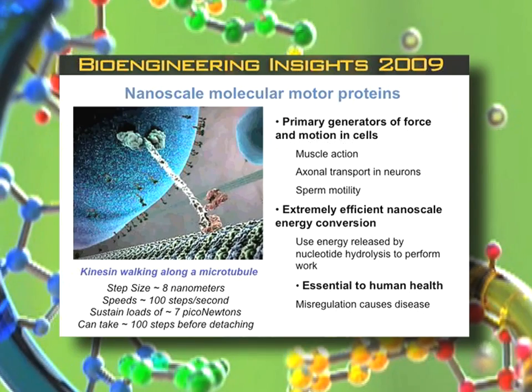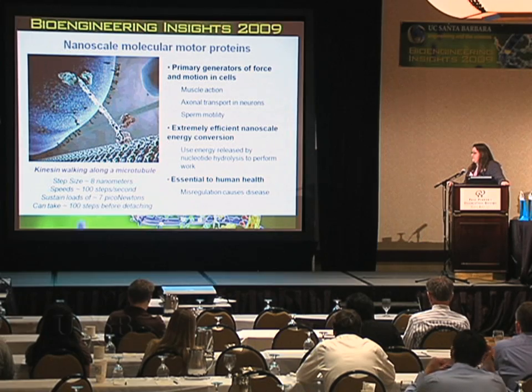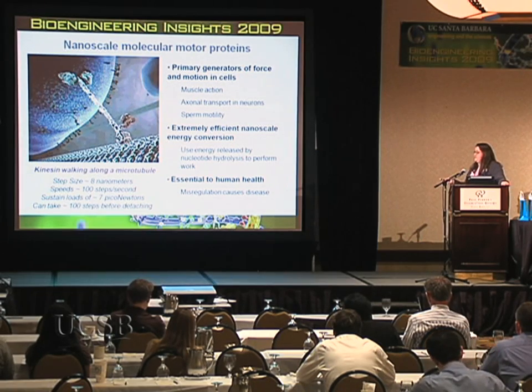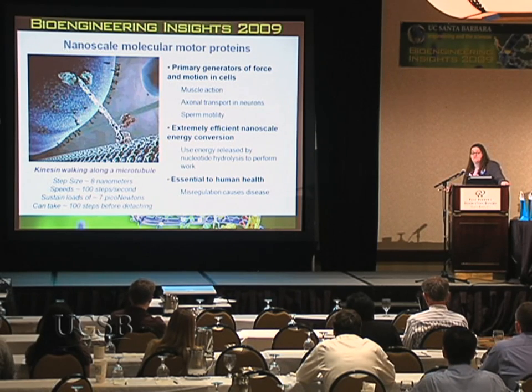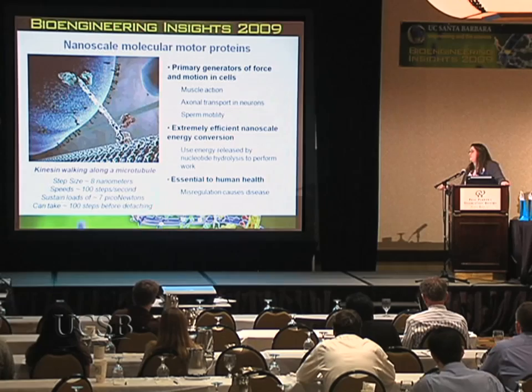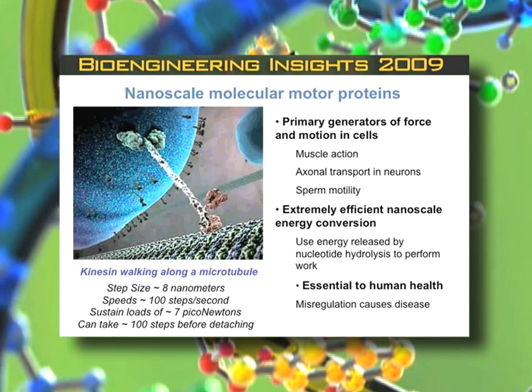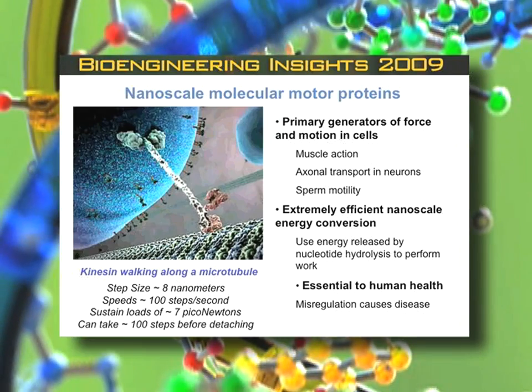Just to give you a sense of the length scales and time scales, the step size here is 8 nanometers. It's actually specified by the polymer structure. The speeds are up to 100 steps per second. So imagine if you were to be able to run that fast. They can sustain loads of about 7 piconewtons, which requires conversion of about 60% of the energy that they use. And they can take roughly 100 steps before detaching.